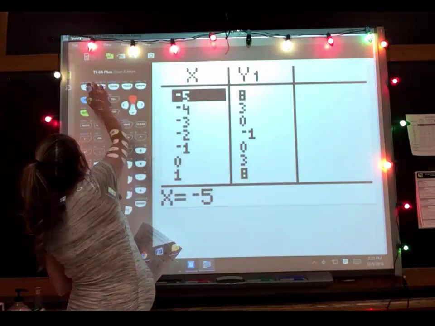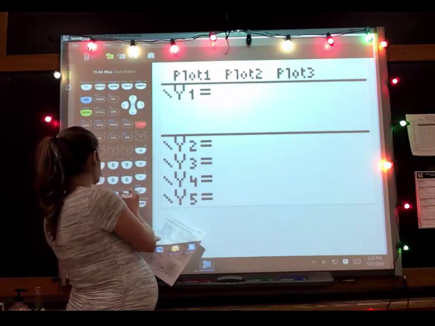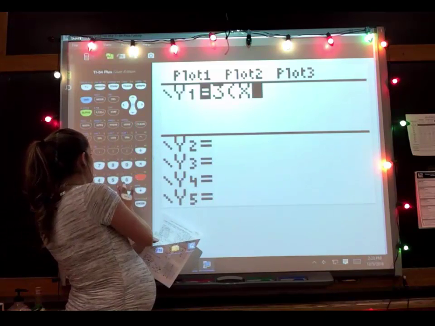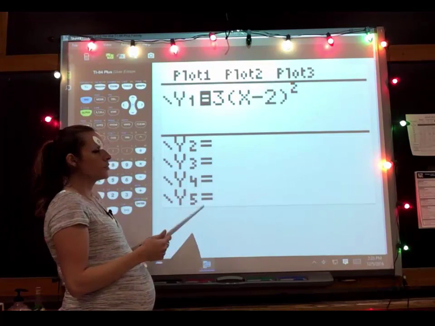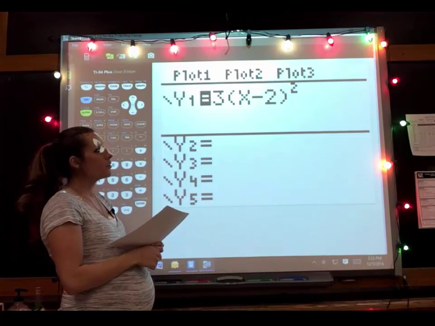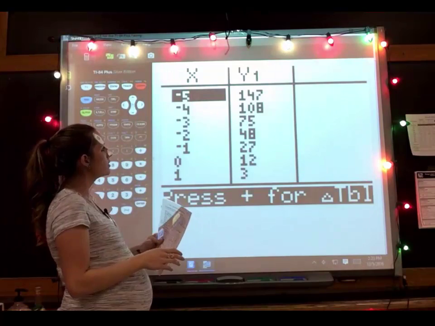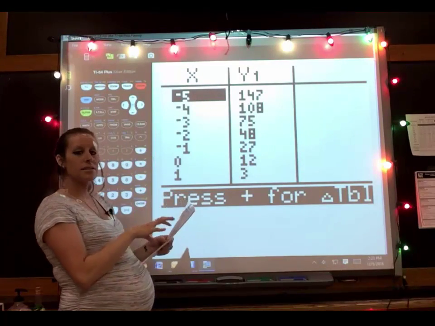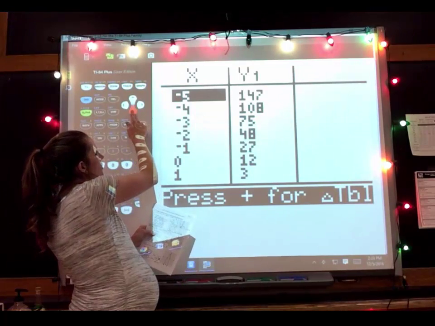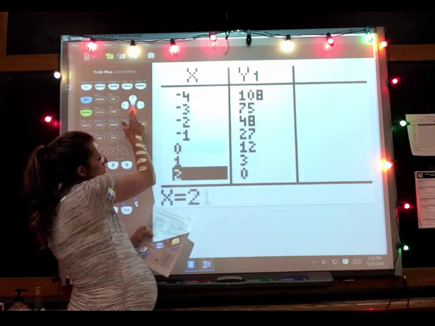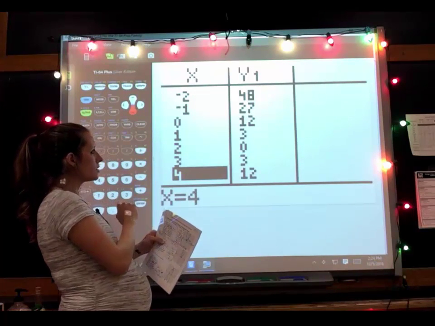So y equals, we're going to put in our equation, 3 parentheses x minus 2 squared. Okay. Once you have that in, we're going to go to the table, second graph. And we want to find some points around the vertex. Okay, our vertex is at 2, 0. So let's go around the point 2, 0 and figure out some points.